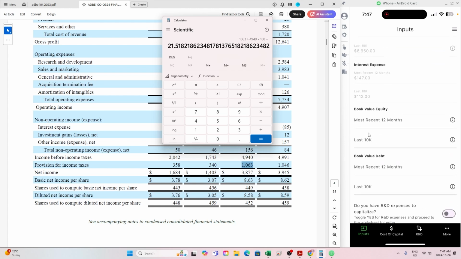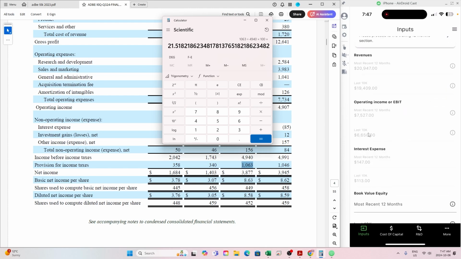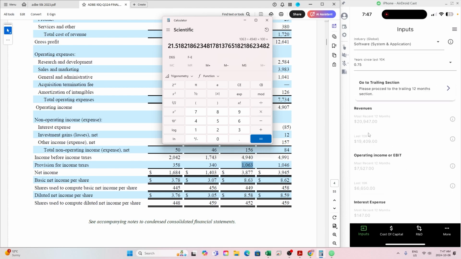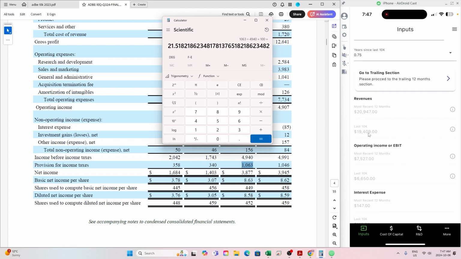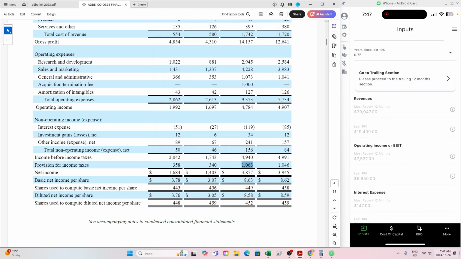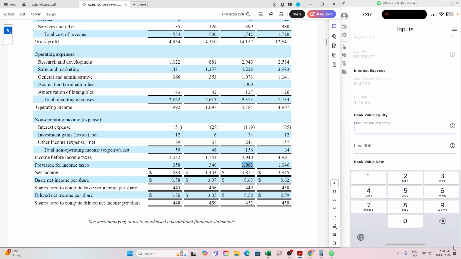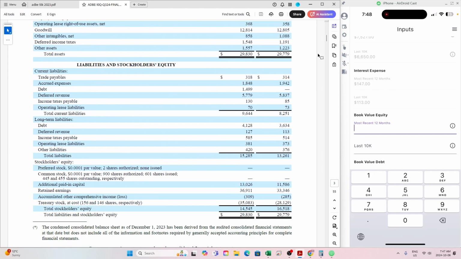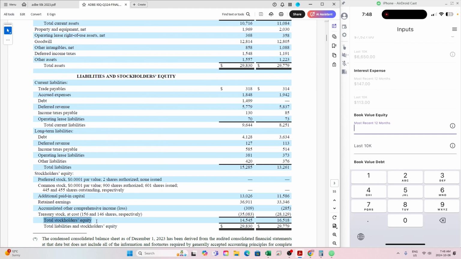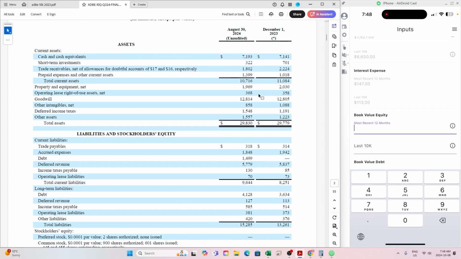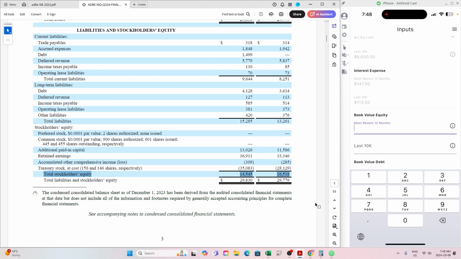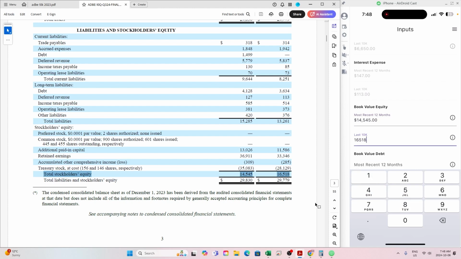Now you can see we have computed all this information and it's already mentioned here. The next section is to compute book value of equity. This we can find in the 10Q balance sheet. At the end, you can see total stockholders' equity for current year and last year. For current year, it is 14,545. And for last year, it is 16,518.